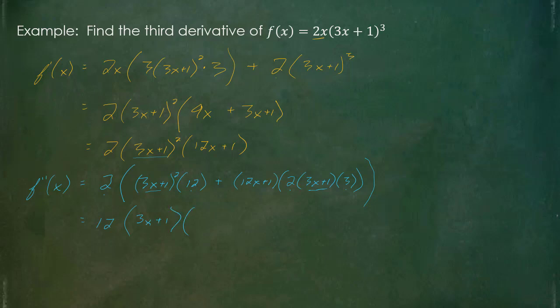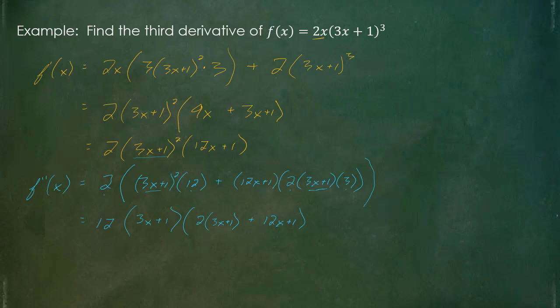And then now let's write what's left. So in this first one, it looks like I've got a single 3x plus 1, but then if I only took 6 out of the 12, that would leave 2, so I really have 2 of those 3x plus 1s. Then added with, looks like the only thing that would be left from the second term is just that 12x plus 1.